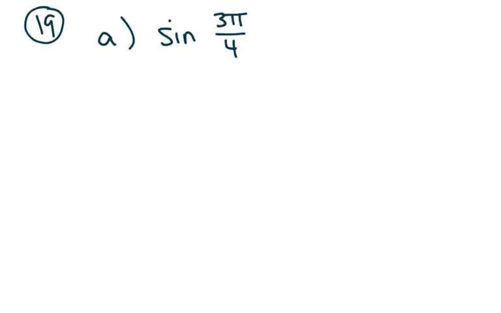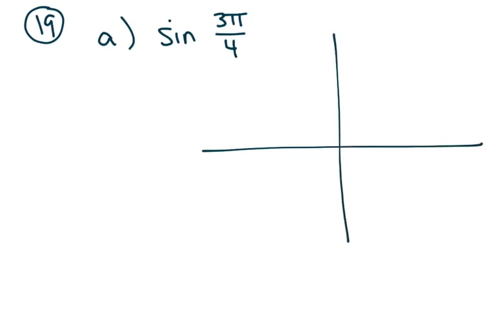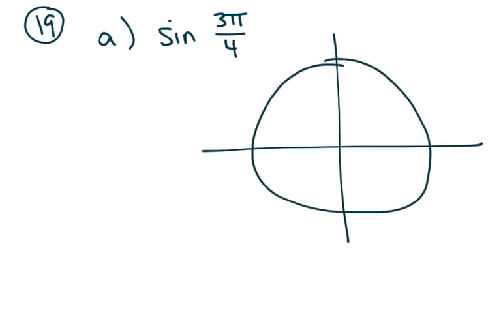In number 19, we want to find the exact value of each trigonometric function. So for the sine of 3 pi over 4, we asked you to memorize the unit circle, and maybe you did and maybe you didn't. We have other hacks for figuring out the exact answers.